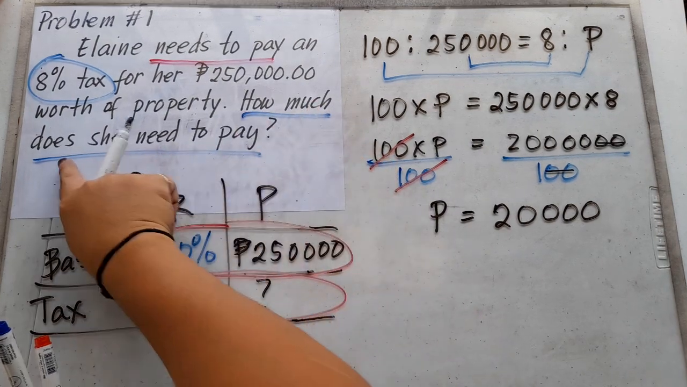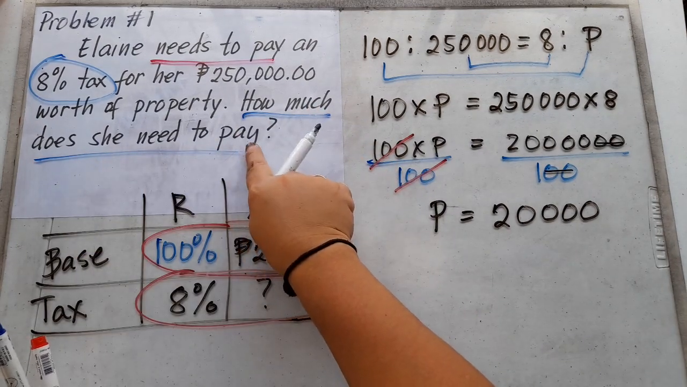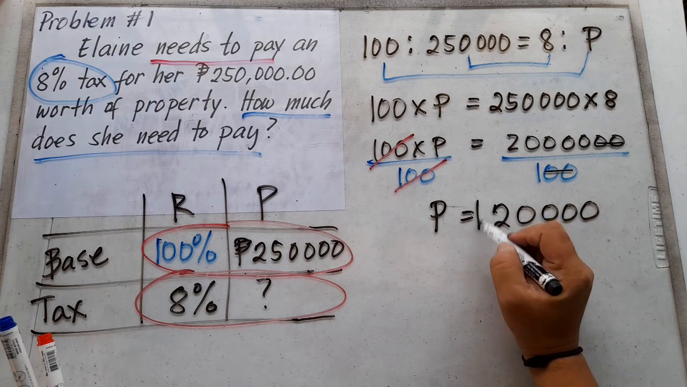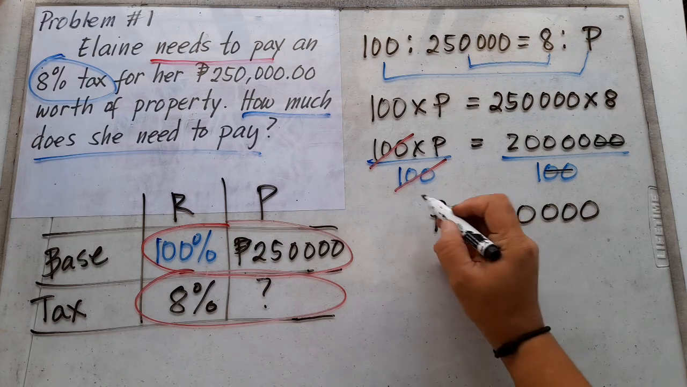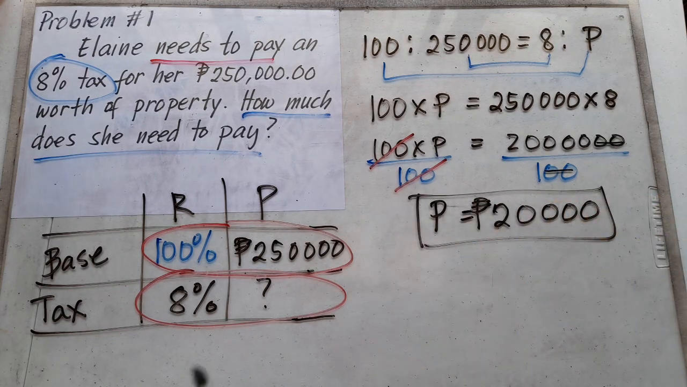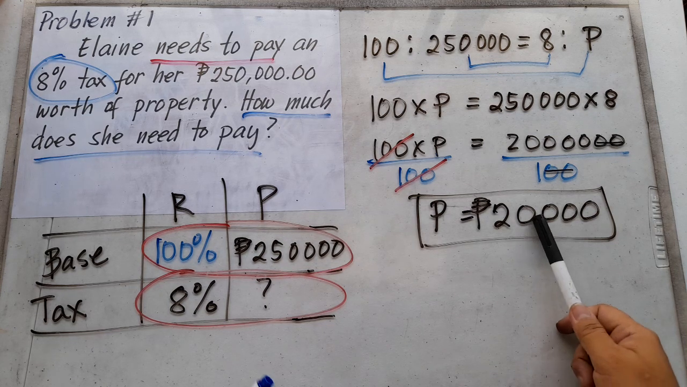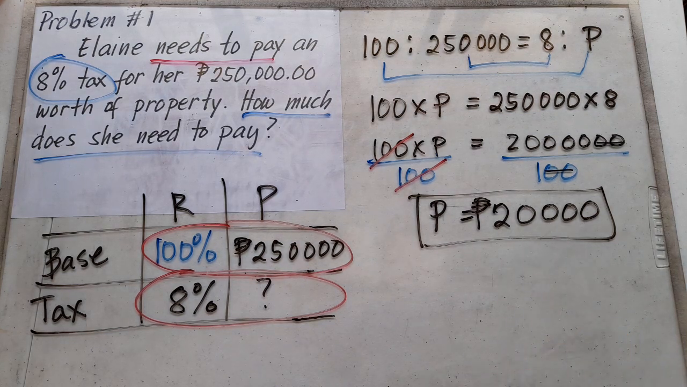How much does she need to pay? When you pay, it's money. So, we have our monetary unit there, peso. So, we have 20,000 peso. Elaine needs to pay 20,000 pesos as tax. That's problem number 1. Let's have problem number 2.